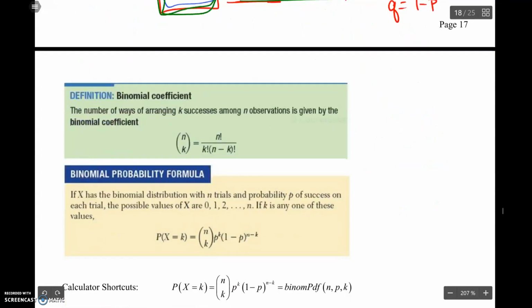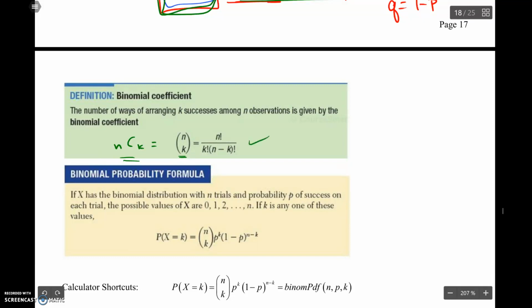So here's the binomial coefficient. Don't worry if you don't remember combinations and permutations, all that stuff. You don't really need to know it. But this is what it is. It's n choose k. Binomial coefficient, also written like that. Combinations. It's calculated by taking n factorial divided by k factorial times n minus k factorial. And our calculators will do this.